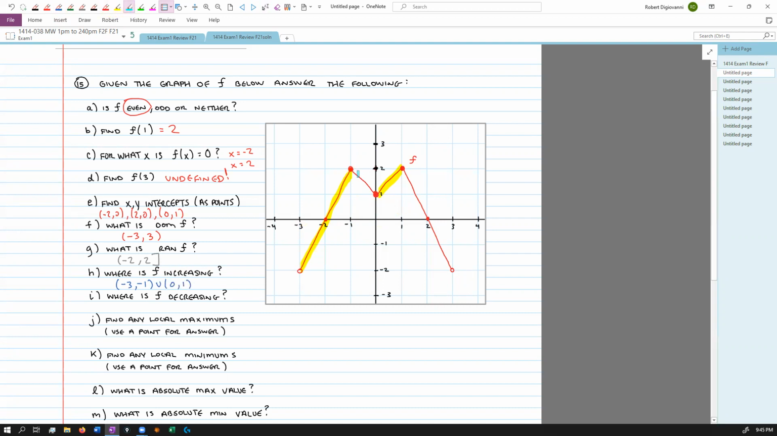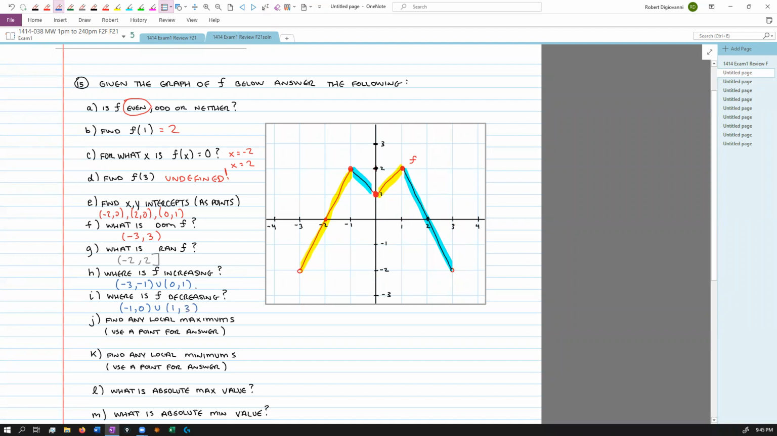Now it's decreasing on the blue parts. And that goes from -1 to 0. So it decreases from -1 to 0. Union, then from 1 to 3, even though we never reach 3. That's why it's actually kind of good to have it in parentheses.